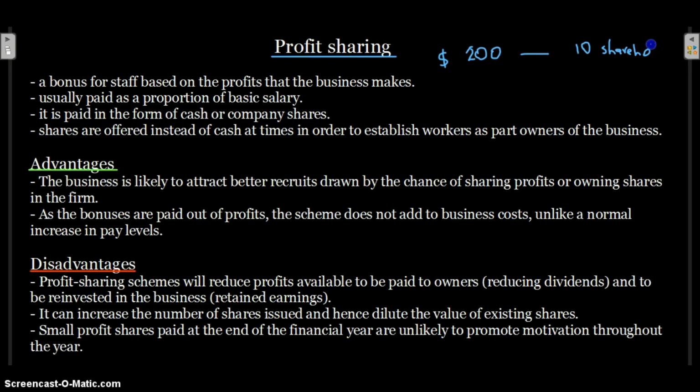So basically, before, they have 10 shareholders in this example, so each shareholder will receive how much? Let's just say there were 10 shares, so 10 shareholders, so each will receive a share of, let's say, $20 each.